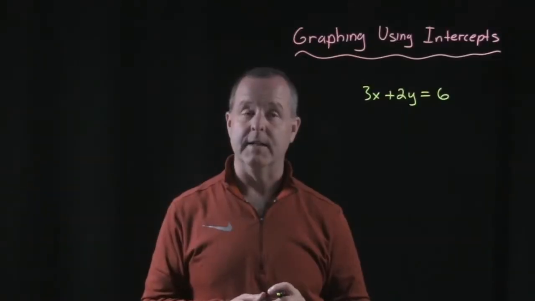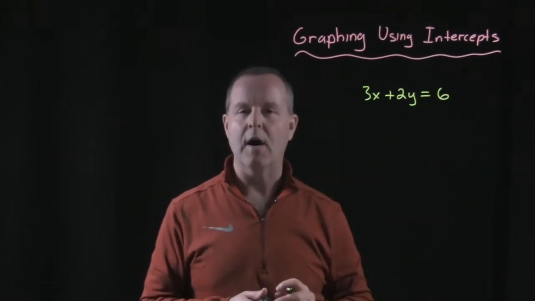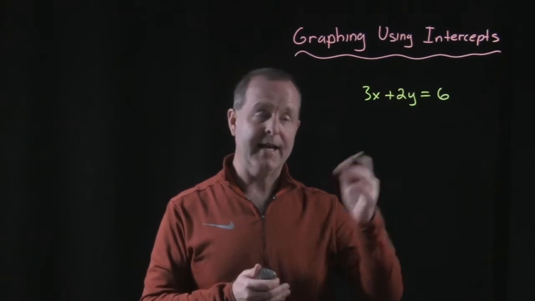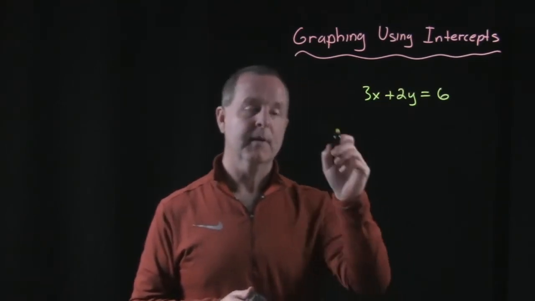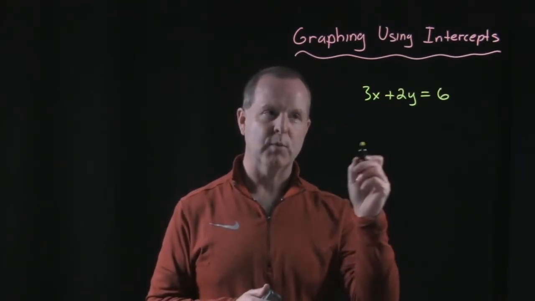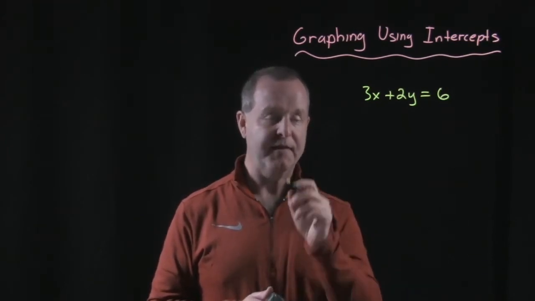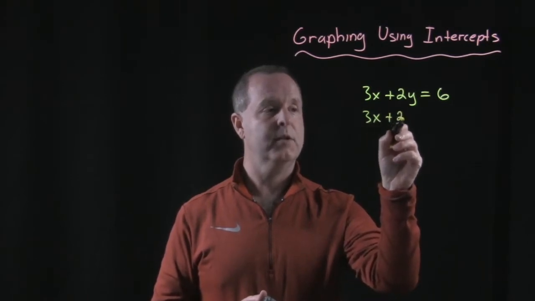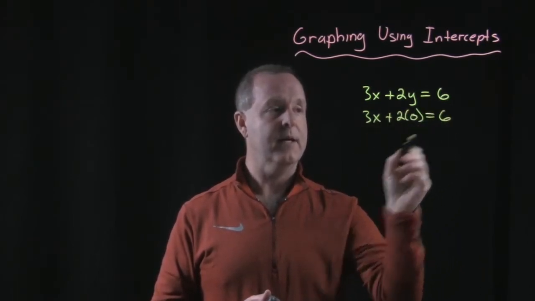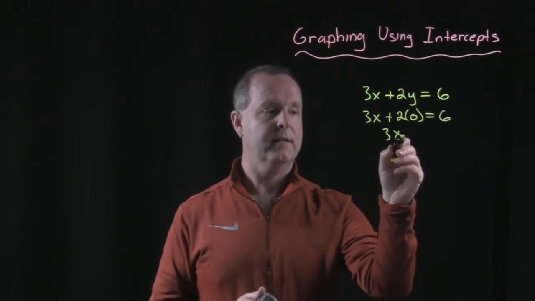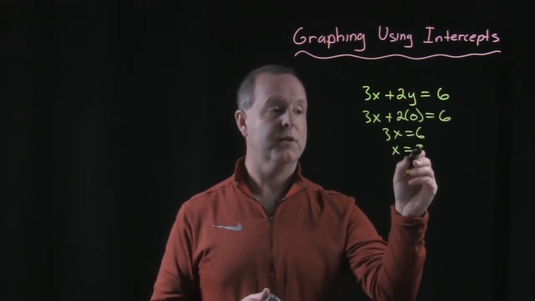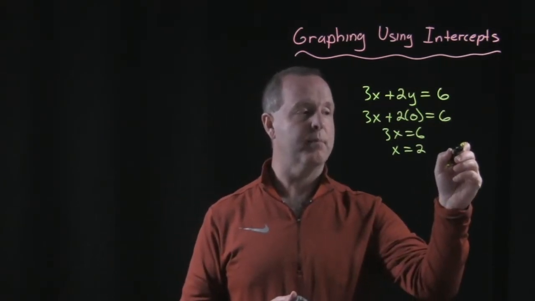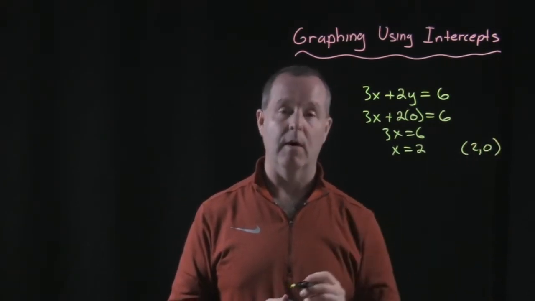So let's look at this equation and see if we can graph it based on the ideas that we're learning about intercepts. So let's look for its x-intercept and its y-intercept. How do we find its x-intercept? Do we set x or y equal to 0? I think we set y equal to 0. So let's do that. So it's 3x plus 2 times 0 equals 6. 3x equals 6. X equals 2. So I have an x-intercept of 2, and the coordinate point would be the point 2, 0.